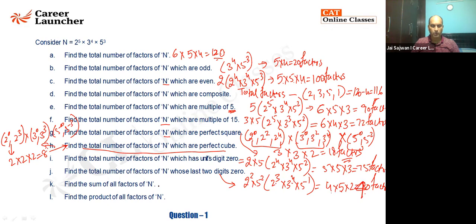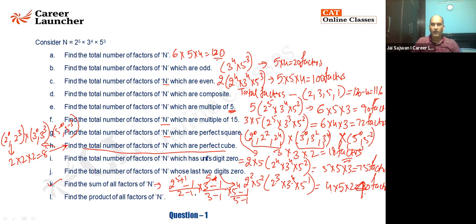That is 40 coming out. The sum of all factors of n: whatever is the power of 2, just add 1 to it, divided by 2 minus 1. Then 3 to the power of 5 minus 1 upon 3 minus 1, and 5 to the power of 4 minus 1 upon 5 minus 1. This is your K answer.